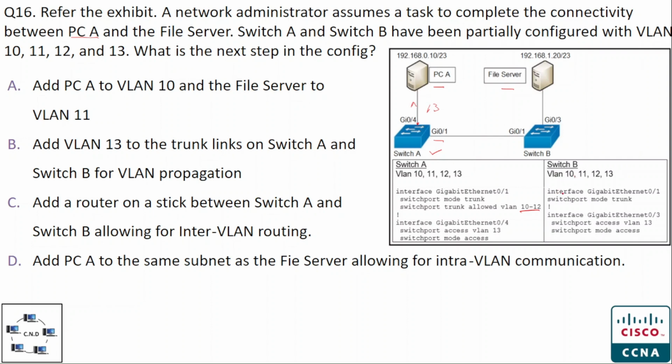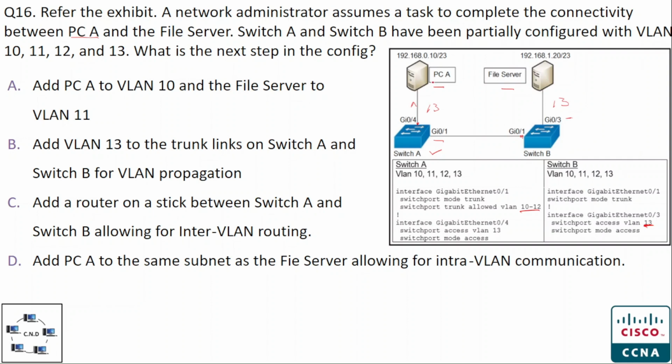And on switch B, again we have interface Gigabit Ethernet 0/1, switchport mode trunk. Again, this port is in trunk mode. Interface Gigabit Ethernet 0/3 is the interface to which the file server is connected. And again, the file server is placed in VLAN 13 in the same manner as PC A. So this is the configuration.